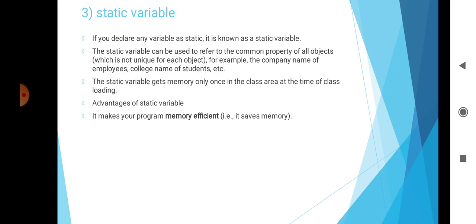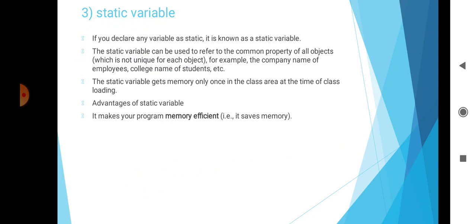Then the second concept is the static variable. If you declare any variable as static, then it is called a static variable. The static variable can be used to refer to a common property of all objects which is not unique for each object, for example the company name of employees, the college name of students, etc.